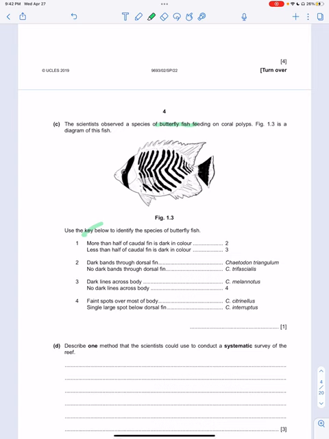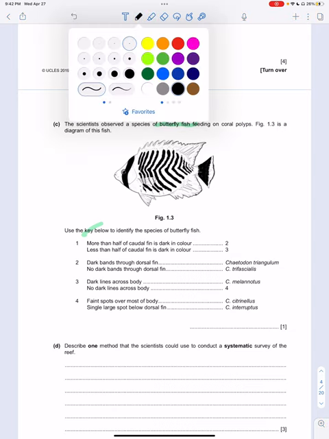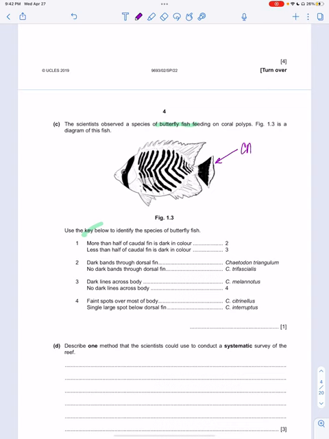More than half of the caudal fin is dark in color. I'll change my pen here. So caudal fin, or a tail fin, right? And dolphins and whales have a fluke. That was not a part of your content though, but I did talk about that in class, the difference. These are like the caudal fin, a backwards letter C. Or, less than half the caudal fin is dark in color. Here's your color, and that is more than half, so we go to number two. Dark bands are through the dorsal fin, or there are no dark bands through the dorsal fin. This is dorsal, meaning top of.